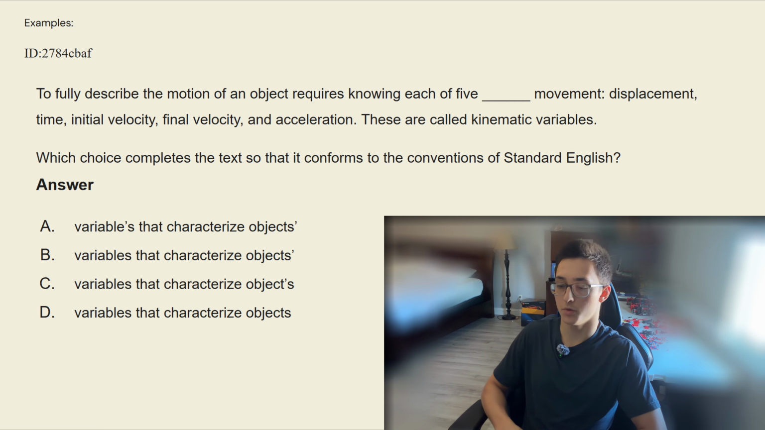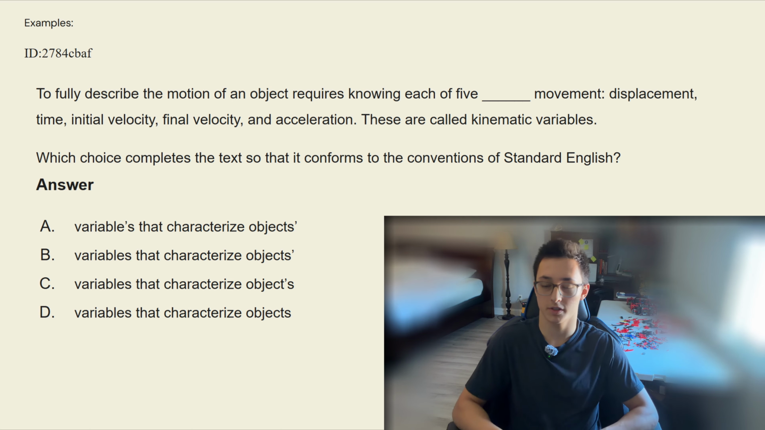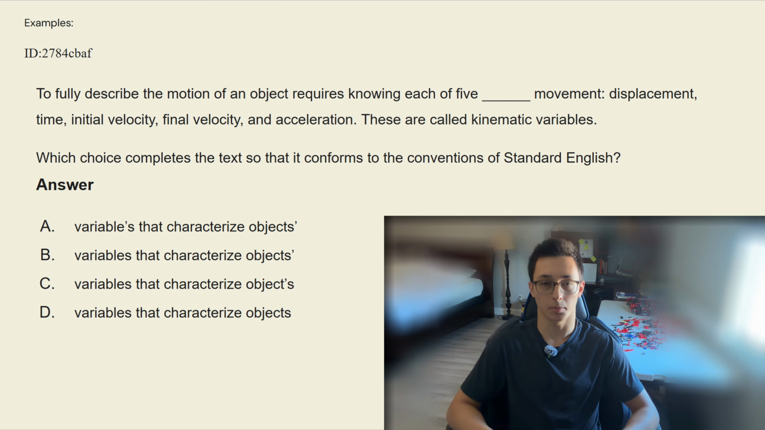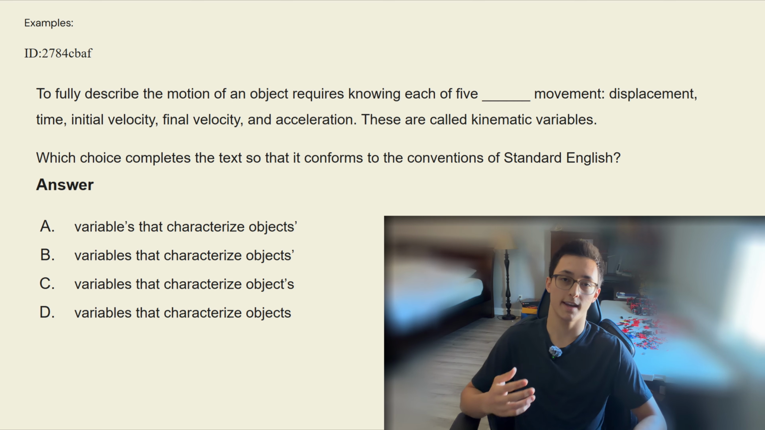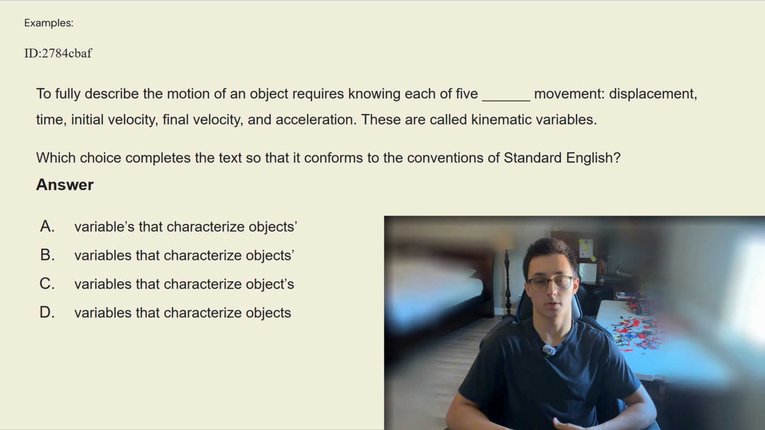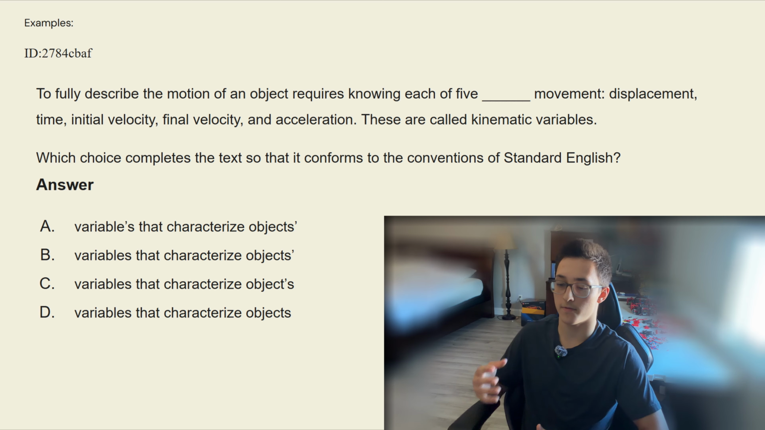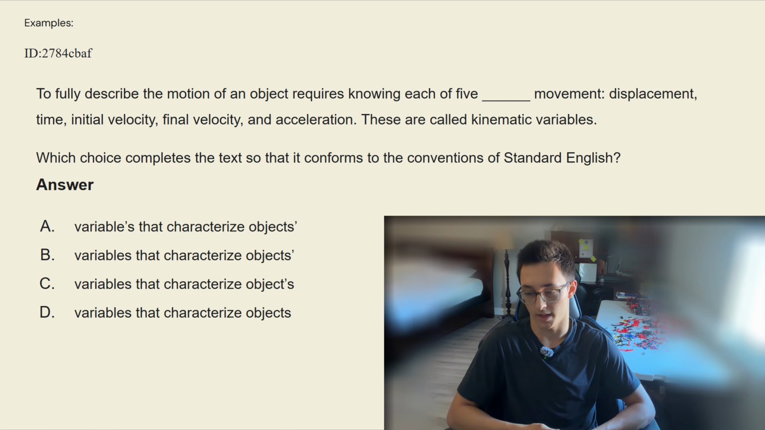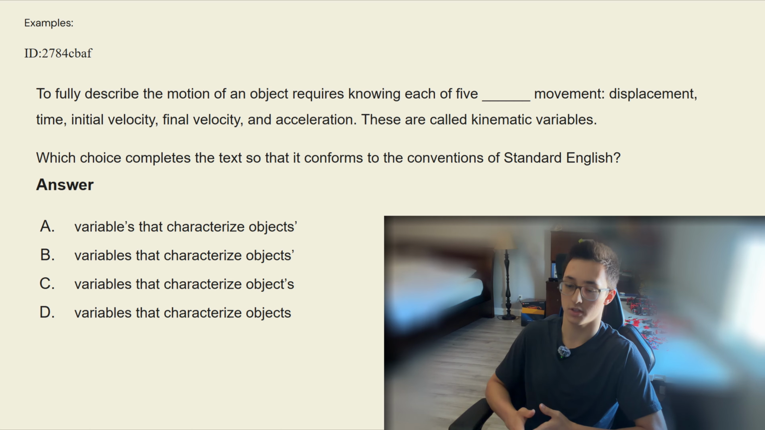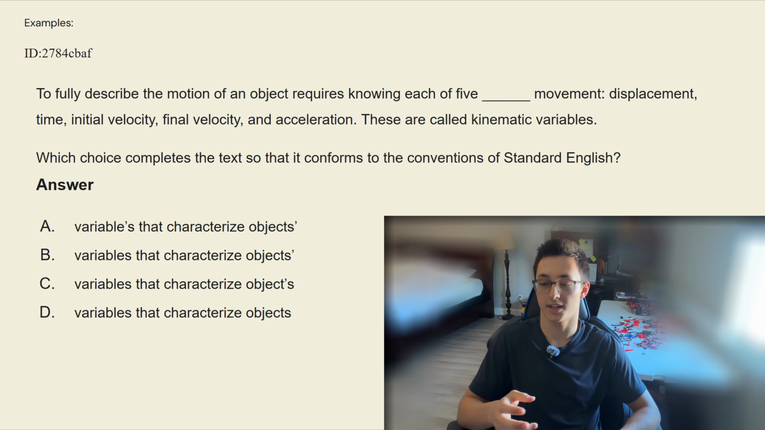Now, for this question, we see standard English conventions, we see different apostrophes in the answer choices, and what's unique about this question and what makes it harder is that there's actually multiple places the apostrophes can go, which is pretty typical in the possessive questions, so it's good that we're getting familiar with it here. Let's read the question. To fully describe the motion of an object requires knowing each of 5 variables that characterize object's movement: displacement, time, initial velocity, final velocity, and acceleration. These are called kinematic variables. So, each of 5 variables that characterize object's movement.